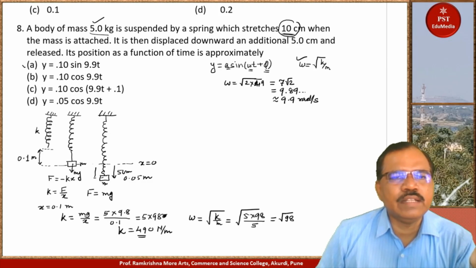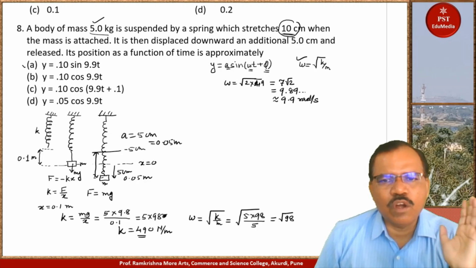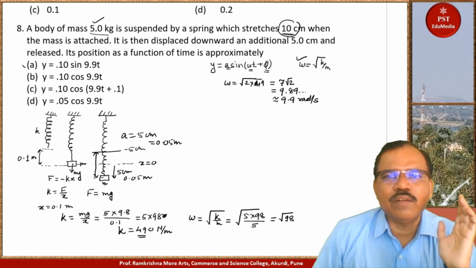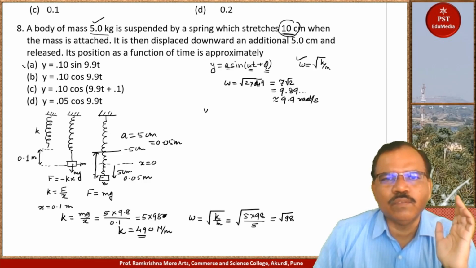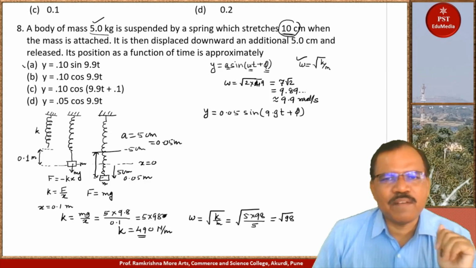So what happens here? It will oscillate between these two, 5 to 5, with x equal to 0 in the middle. So we can take here minus 5 centimeter. So amplitude is 5 centimeter, means 0.05 meter. So we got amplitude, we got omega, and we require now phi. So y is equal to 0.05 sine 9.9 t plus phi. Now we want phi.